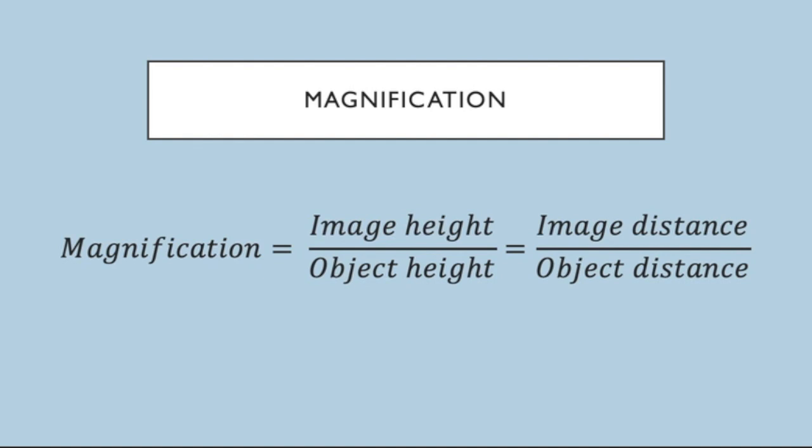To work out the magnification of a lens, we look at the image height and the object height and compare them. It's the image height divided by the object height, and that's actually the same as the image distance divided by the object distance. And we're going to look at a little practical where you can see this in action.